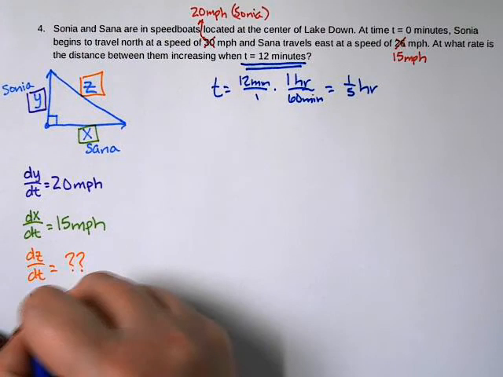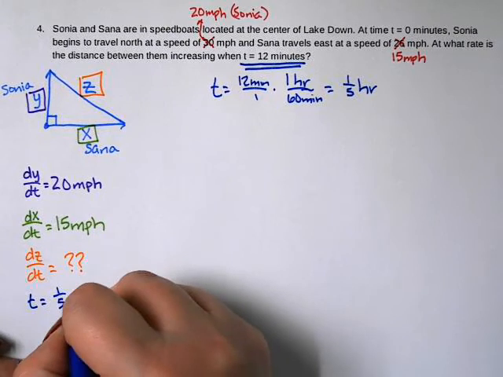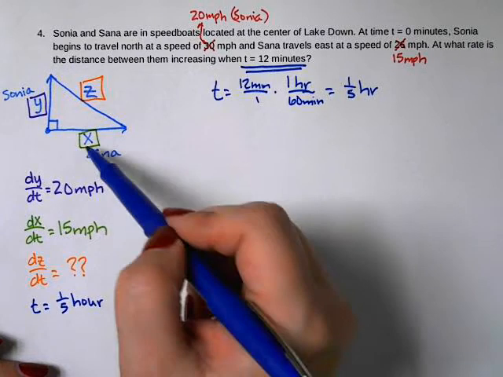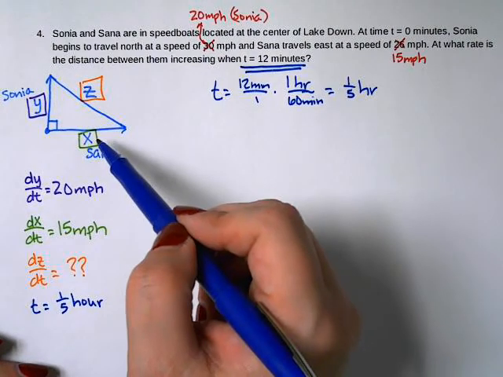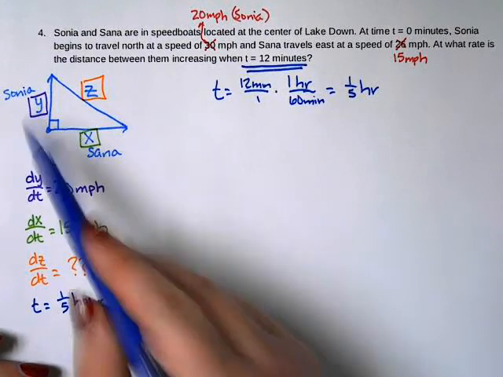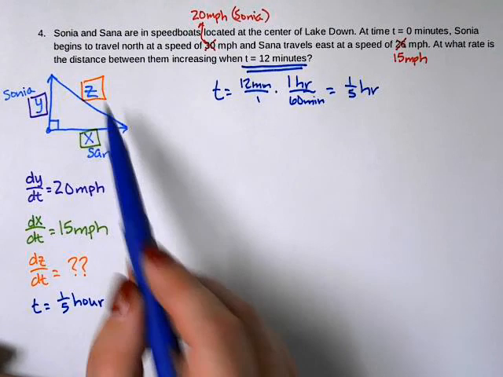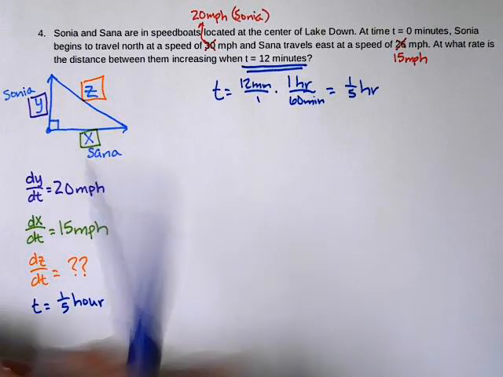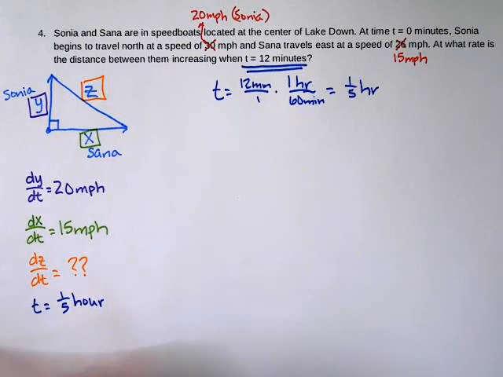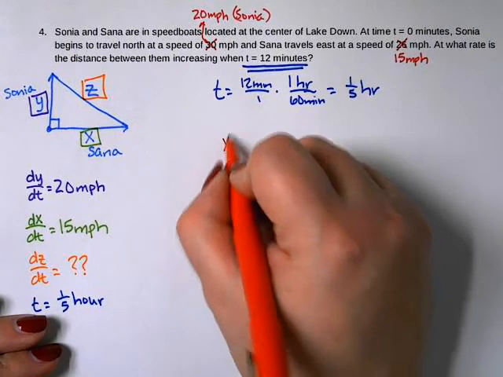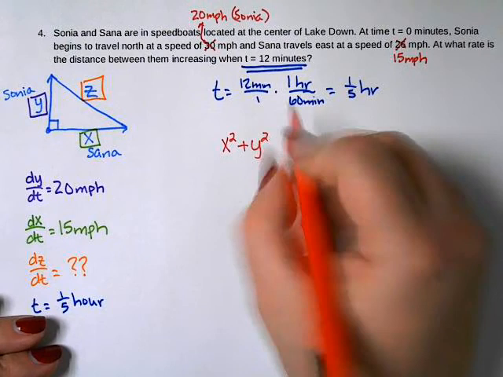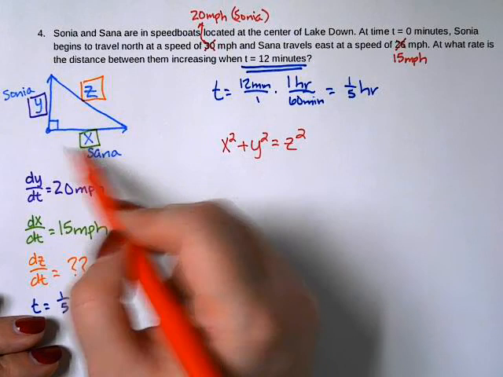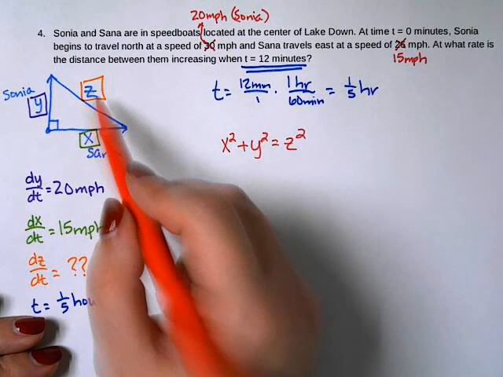So the time that we're looking at is 1/5 of an hour. And that's going to be important because we do need to know what these values actually are. So before we worry about that, let's think about a formula that actually relates all of these variables though. Since this is a right triangle, we should be able to look at this and know then that we can use Pythagorean theorem. So that means x squared plus y squared is going to equal z squared. Right? The sum of the legs squared is going to equal the square of the hypotenuse.